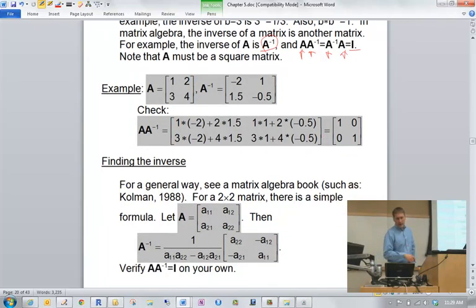So, to give you an example of an inverse of a matrix, let's say we have this very simple matrix A. One could show, and I'll show you shortly, that here is A inverse. If you multiply the two matrices together, guess what you get? The identity matrix back.